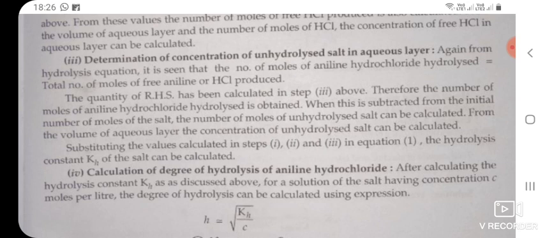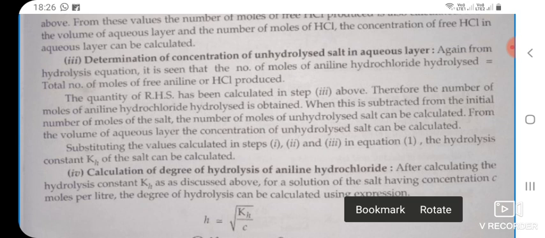Determination of the concentration of unhydrolyzed salt in the aqueous layer. Again, from the hydrolysis equation, it is seen that the number of moles of aniline hydrochloride hydrolyzed is equal to the total number of moles of free aniline or HCl produced. The quantity on the right-hand side has been calculated in step 3 above. Therefore, the number of moles of aniline hydrochloride hydrolyzed is obtained. When this is subtracted from the initial number of moles of the salt, the number of moles of unhydrolyzed salt can be calculated. From the volume of the aqueous layer, the concentration of unhydrolyzed salt can be calculated.